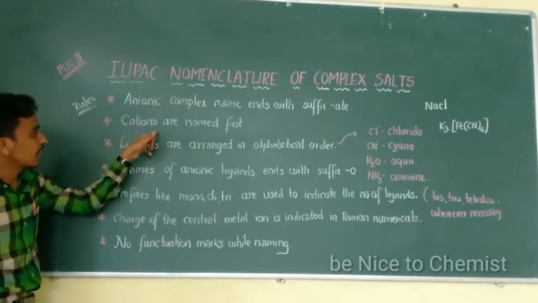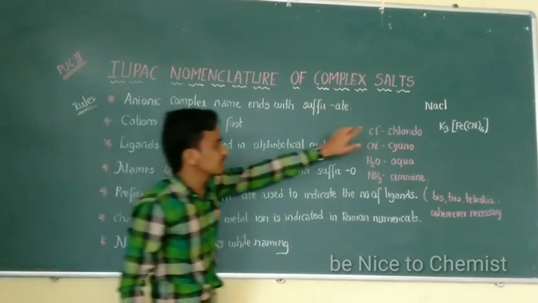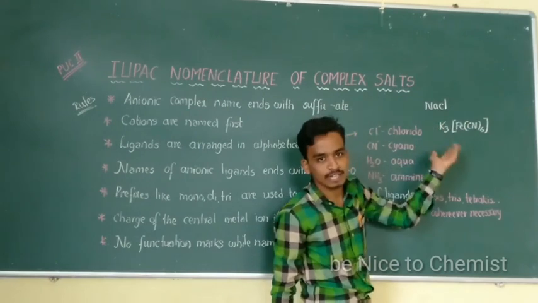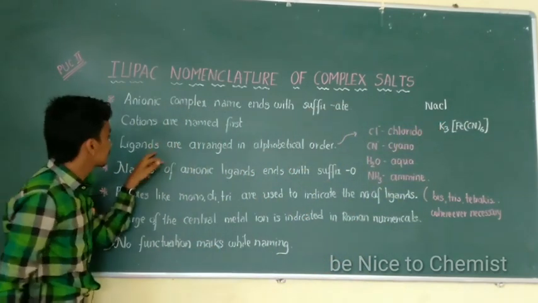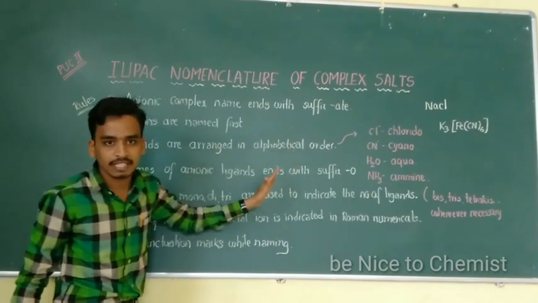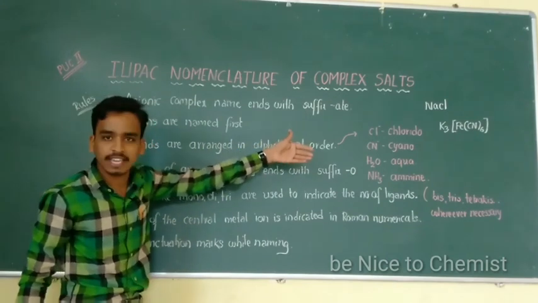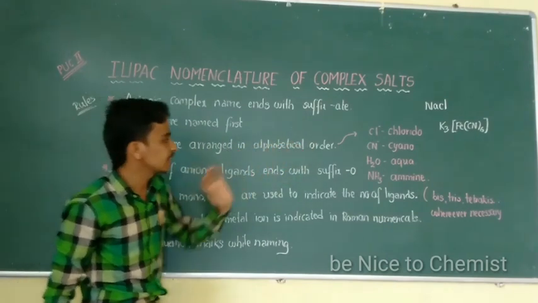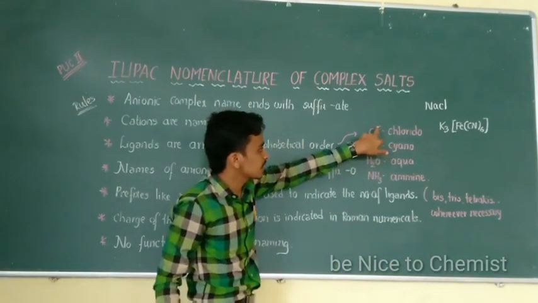And next one is cations are named first. It means, as usual, you say sodium chloride, not chloride sodium. Like that, cations are named first. It is a very regular rule. And after this, ligands are arranged in alphabetical order. Alphabetical order means first letter A, next one B, C, like that. For example, I will give you chlorine Cl minus.